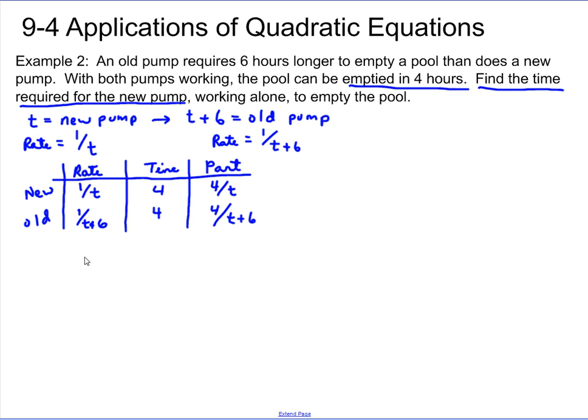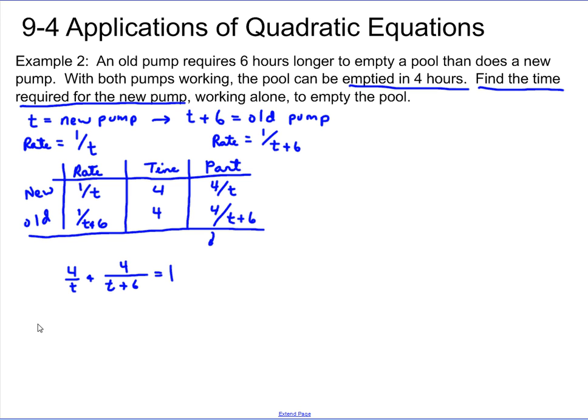So now we're in a position to set up our equation, and it turns out to be a rational equation. 4 over t plus 4 over t plus 6 will equal 1 whole pool being emptied. Well, there we go. This is the equation that we need to solve.